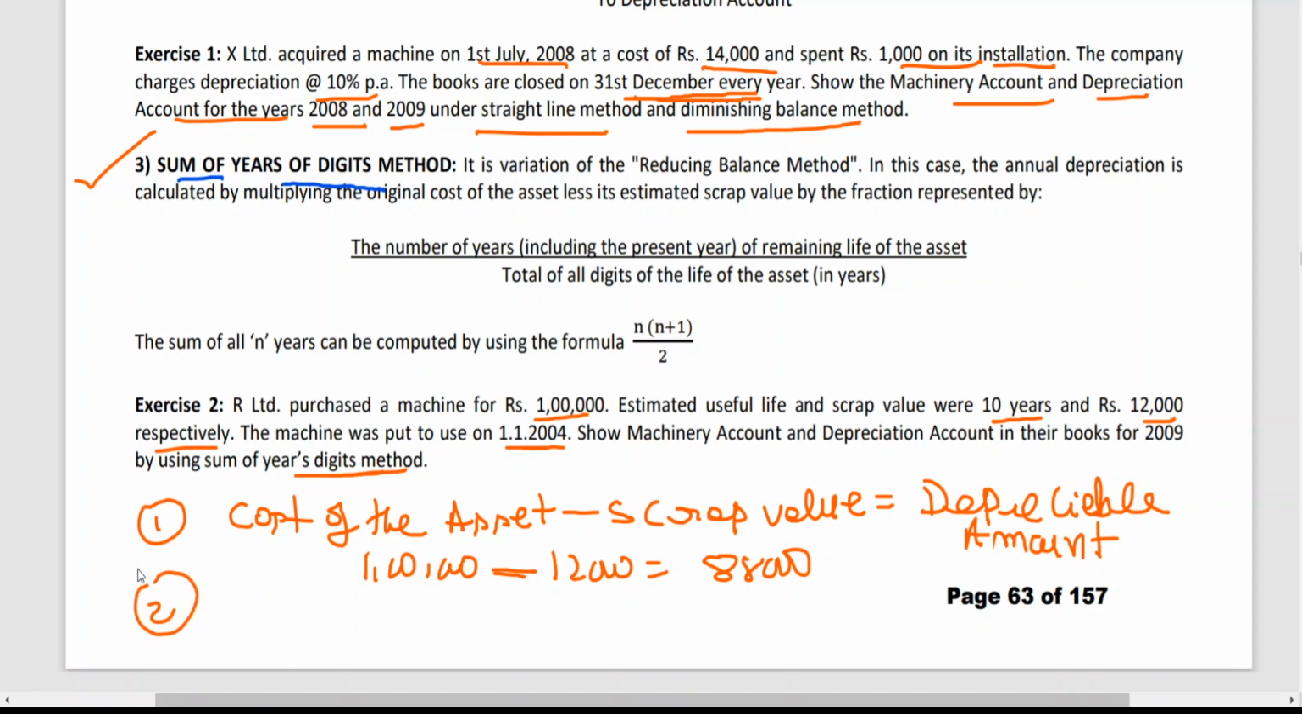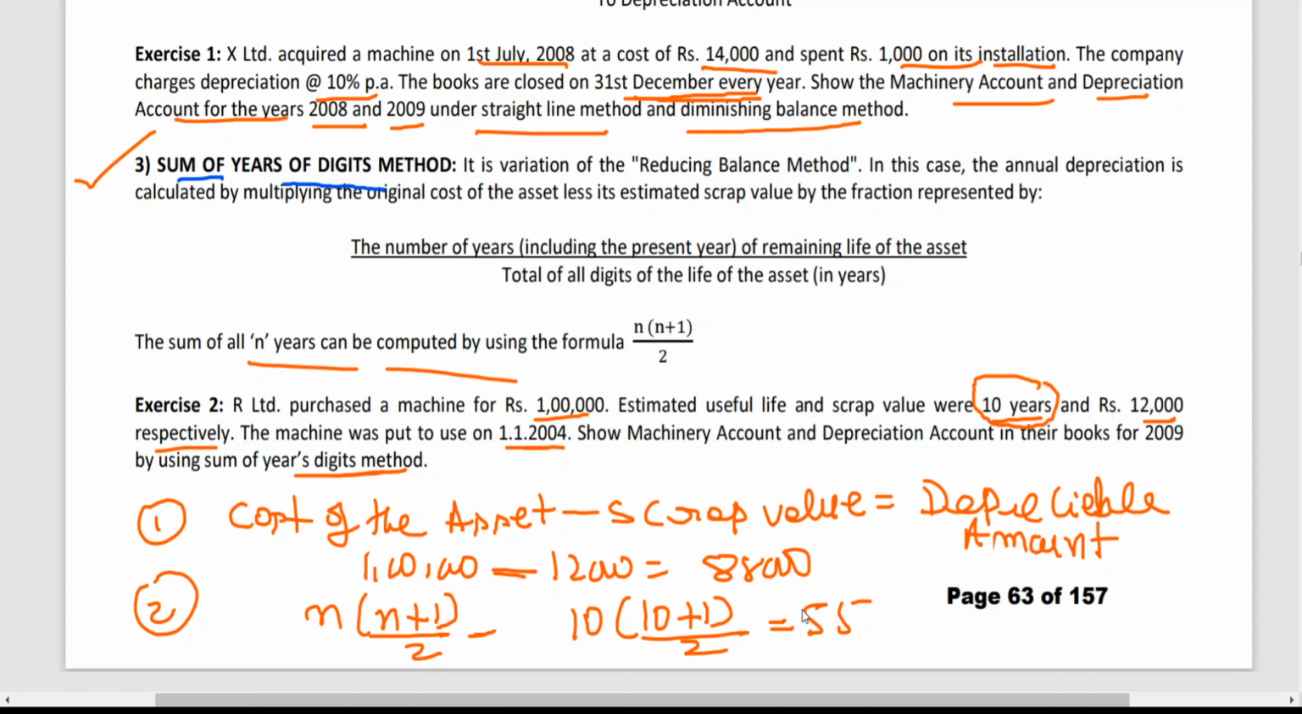Then the sum of all n years is n into n plus 1 by 2. N means the number of years. How many years? 10 years. Where n is equal to 10: 10 into 10 plus 1 by 2. You'll be getting 55, you can see. 10 plus 1, 11, no? 11 into 10, 110 by 2, 55. This is the denominator.